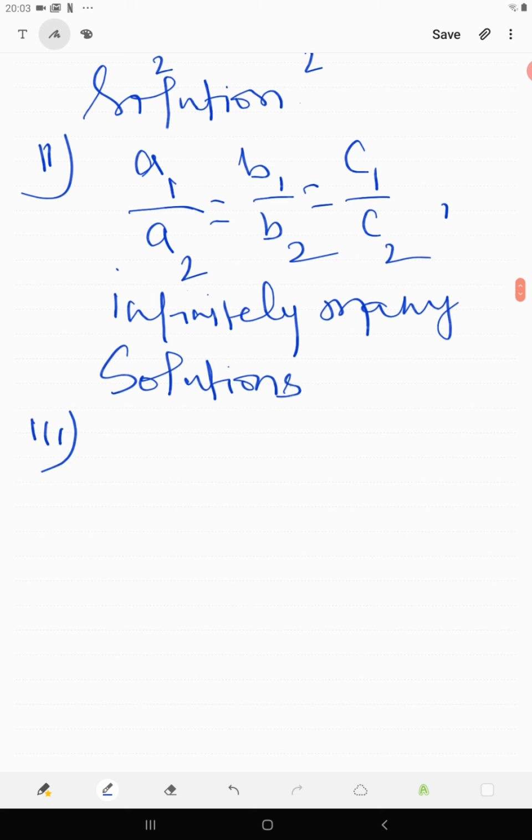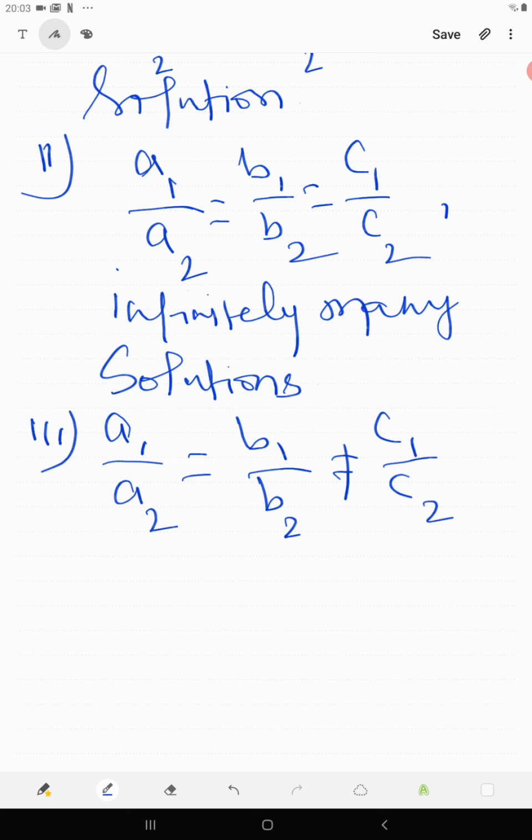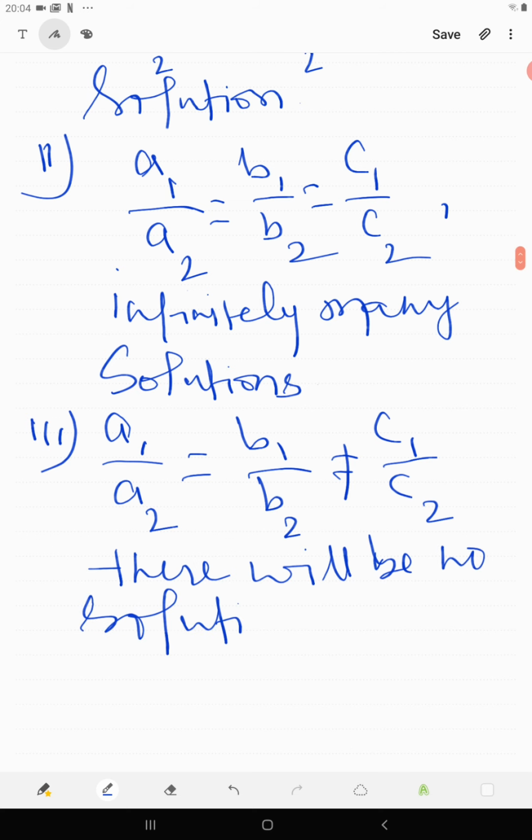Then the third condition is when a1 by a2 equals b1 by b2, which is not equal to c1 by c2, then there will be no solution. There will be no solution. This is very, very important. These three conditions are very important.